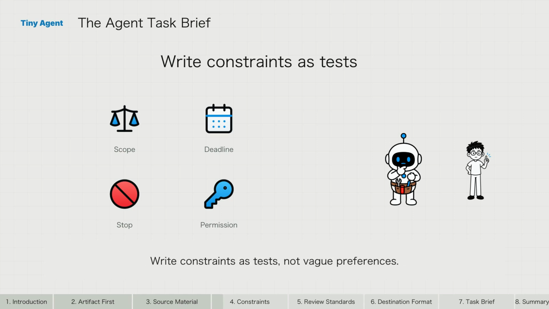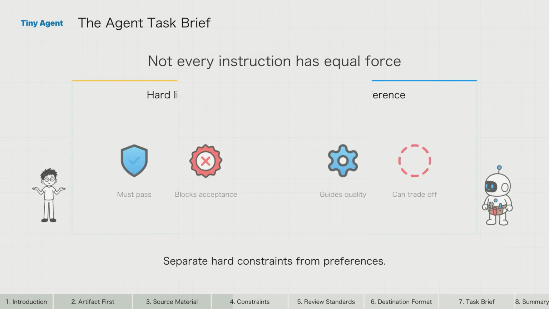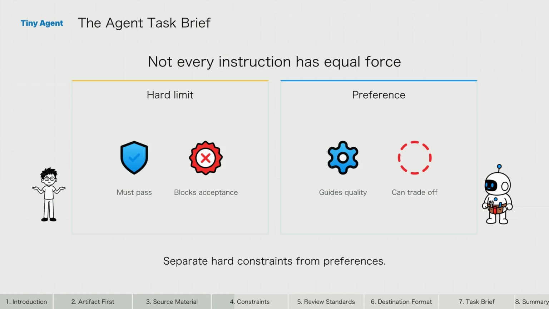Write constraints as tests, not vague preferences. "Keep it concise" is ambiguous. "Use one page, no more than 5 recommendations, and put unresolved questions in a separate section" can be checked. Separate hard constraints from preferences. Hard constraints block acceptance: legal language, data boundaries, approved channels, maximum spend, or a required format. Preferences guide quality but may be traded off when the evidence demands it.